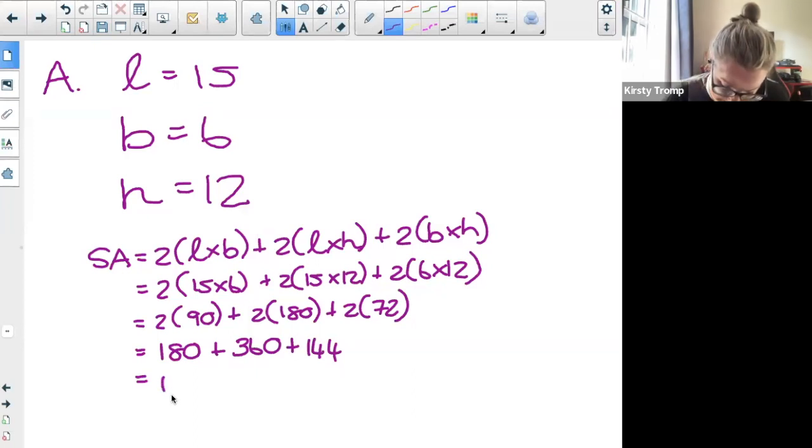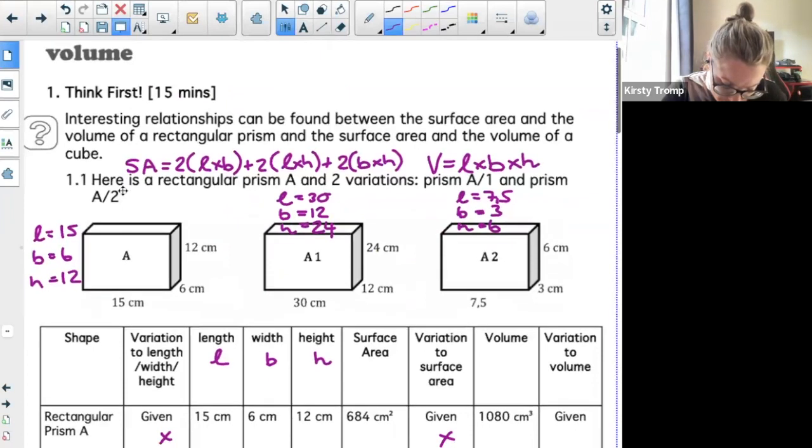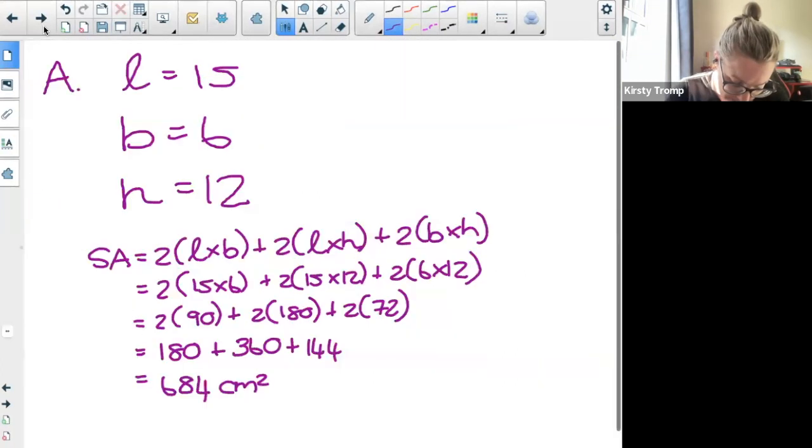It's 684. There we go. 684 centimeters squared. Okay, happy with that? Yes, ma'am. Awesome. Thank you so much. Okay, so if we go back here, do we all agree with the surface area that they got of 684? Are we good with how they got that? Awesome. All right, so let's go calculate the volume now.